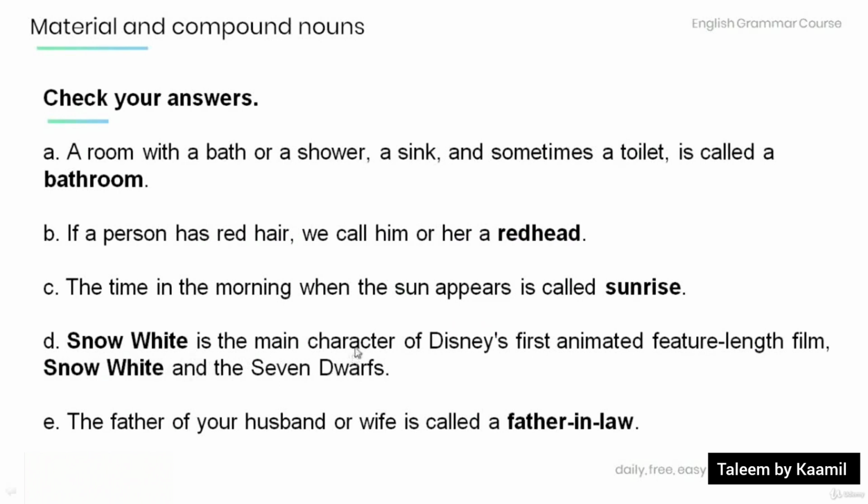Snow White is the main character of Disney's first animated feature-length film, Snow White and the Seven Dwarfs. The father of your husband or wife is called a father-in-law.